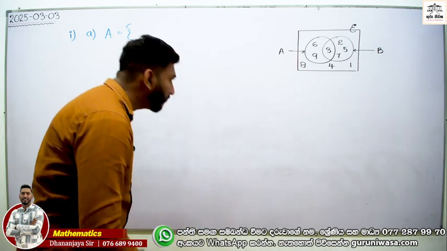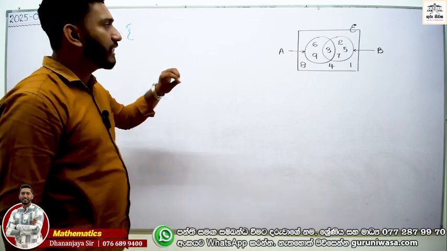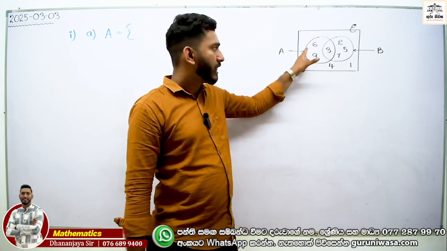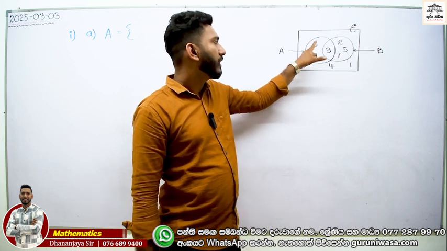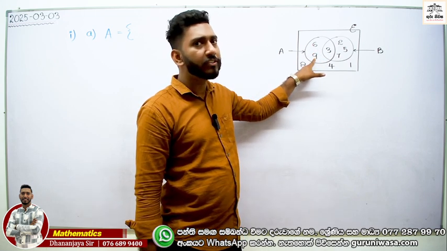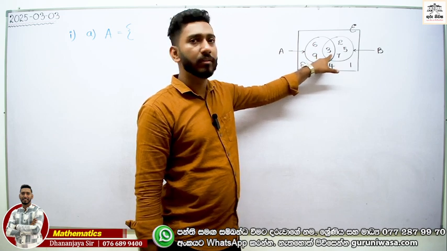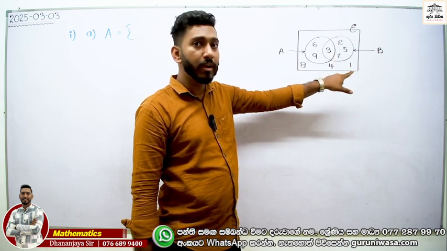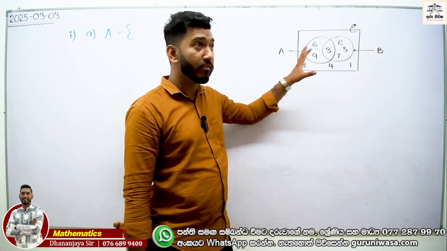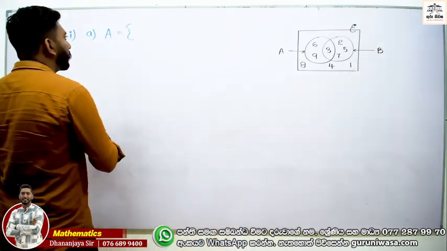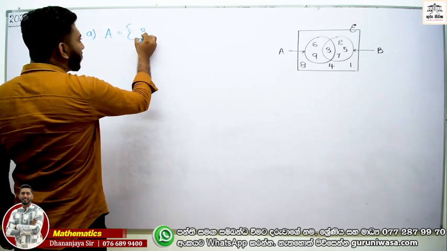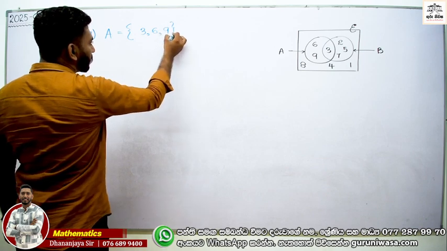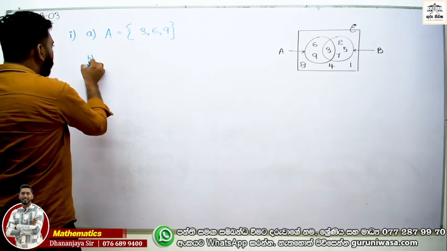Look at set A. Set A represents this area. Therefore, look at circle A: 6, 9. Only 6 and 9? No, 3 is there. 3 belongs to B, yes, but it also belongs to A. So we write in order: 3, 6, 9. And question B.